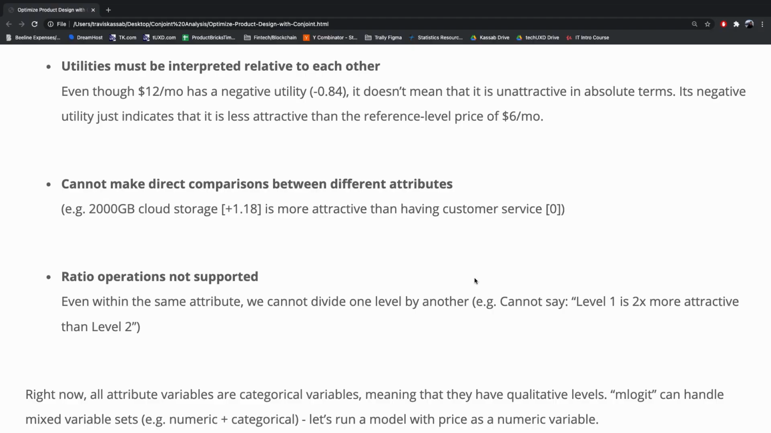Okay. Ratio operations not supported. A ratio operation means like you can't divide it. Oh, cloud storage with 5,000 gigabytes is 2 times more attractive than cloud storage with 2,000 gigabytes. You can't do that actually. What, obviously, and I've already said this, what you can do is create kind of a rank order list within the attributes. We know that 5,000 is greater than 2,000 is greater than 30 gigabytes. Okay. Nothing new here, and you might be wondering, well, what the hell are you showing me this for?